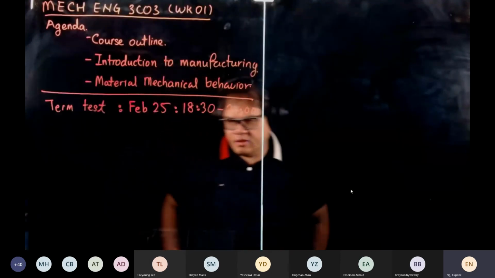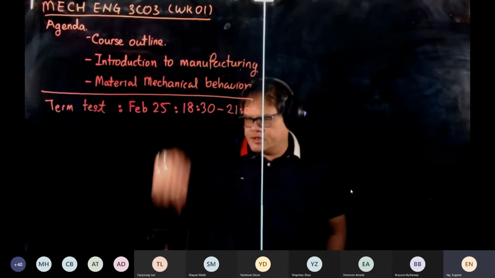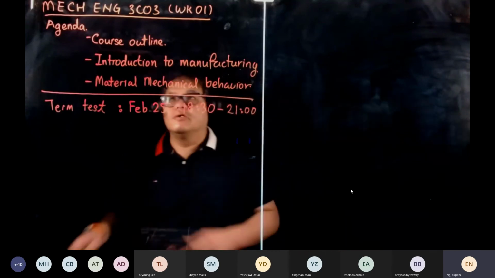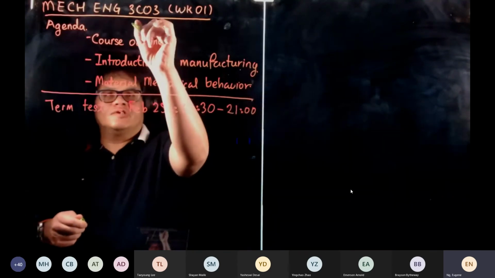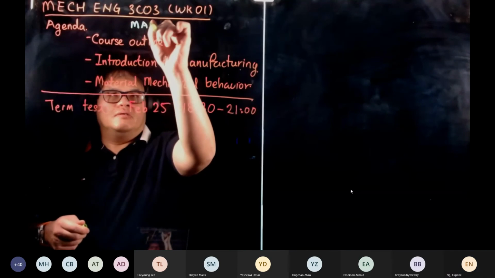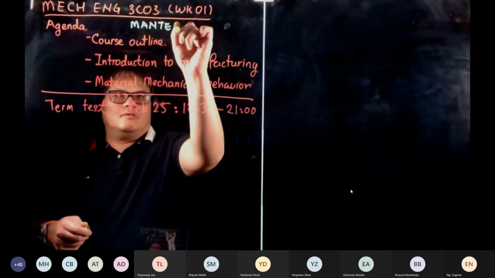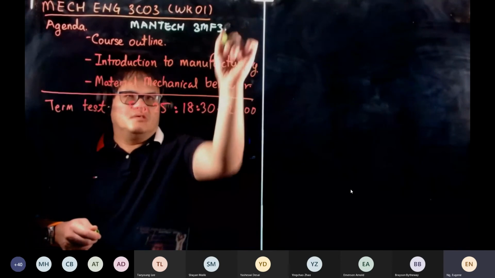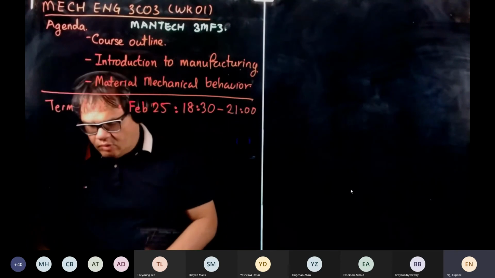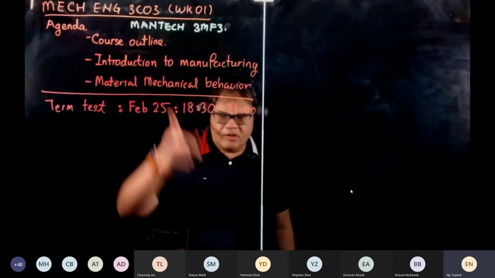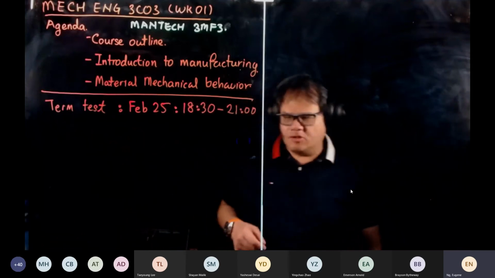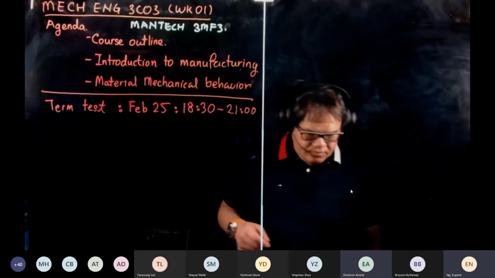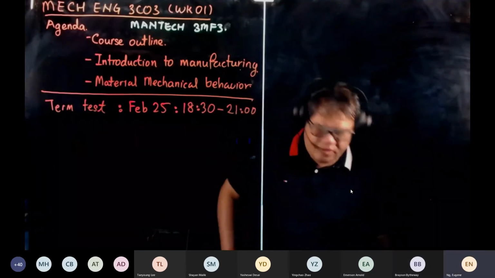So, good evening. This is Mech 3CO3, also cross-listed with MAN TECH 3MF3. And this is week one. Can you all see my handwriting? Is it clear? Yes or no? Yes, sir. Okay, so it's clear.